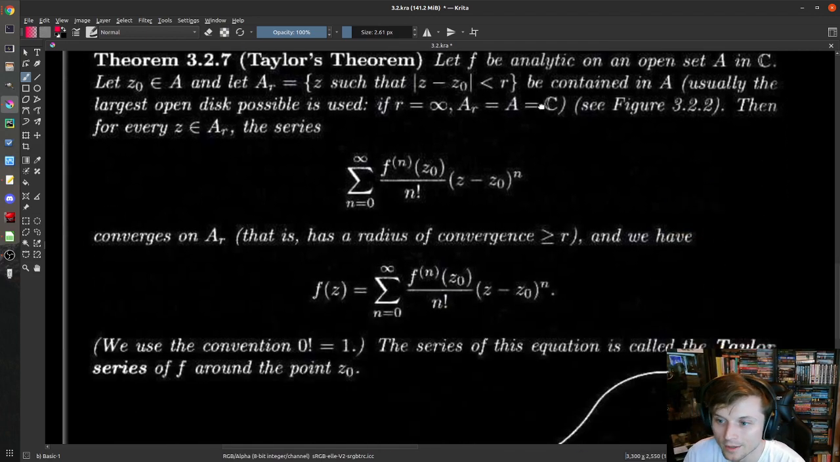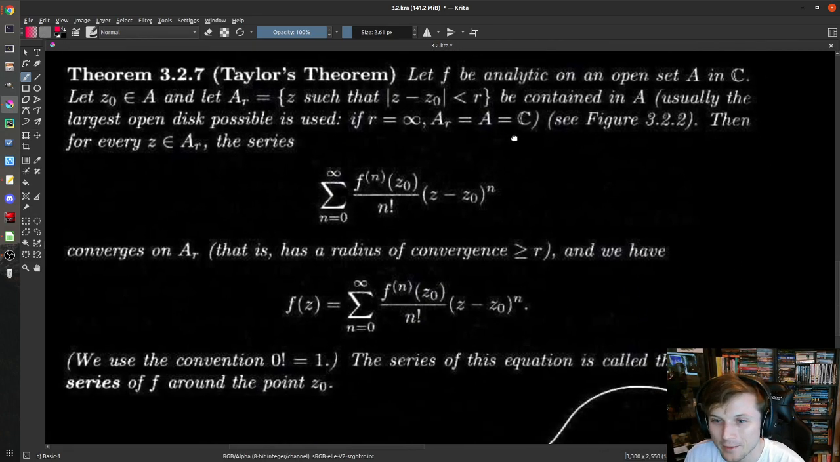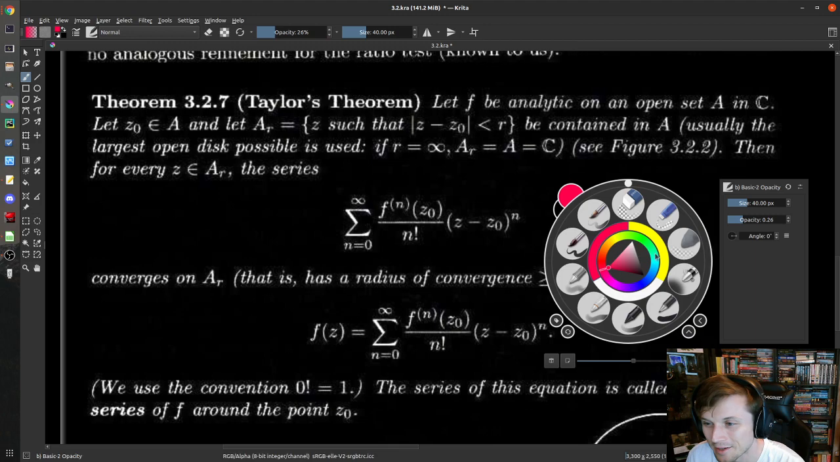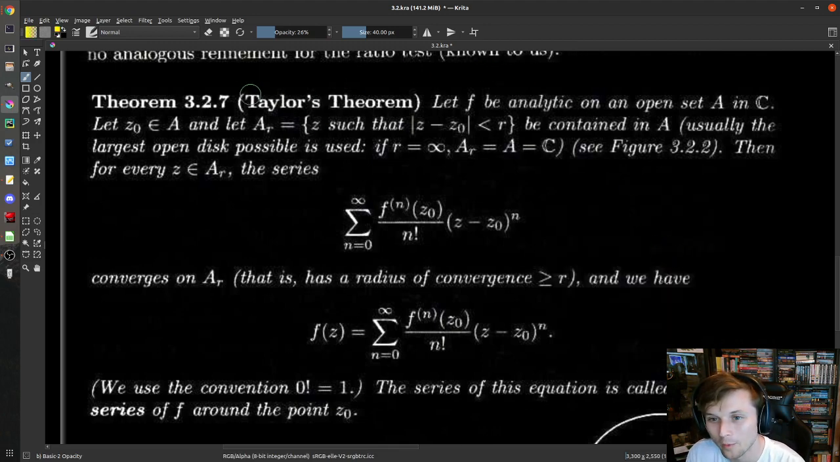Cool. All right. Now that business aside, if my anticipation isn't palpable, I'm stoked to talk about Taylor's theorem now, because everyone knows Taylor's theorem, and good God, we've done a lot of work to get to a result that we already kind of know.